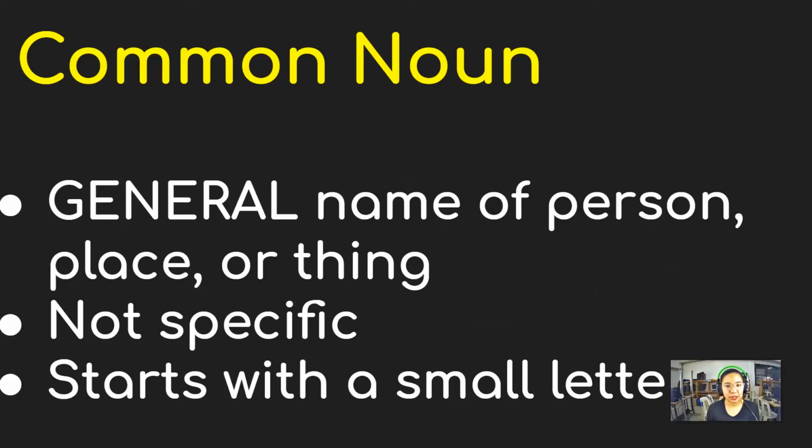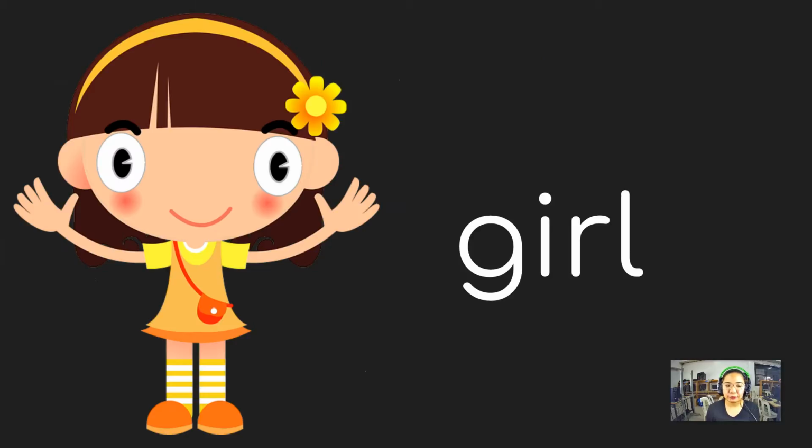So when we say common noun, these are general names, which means not specific. And since it is not specific, all common nouns must start with a small letter only. I will show you some examples. The first picture is a picture of a girl. As you can see here, the word girl starts with a small g because, again, this is not specific. This is only a general name of a person.